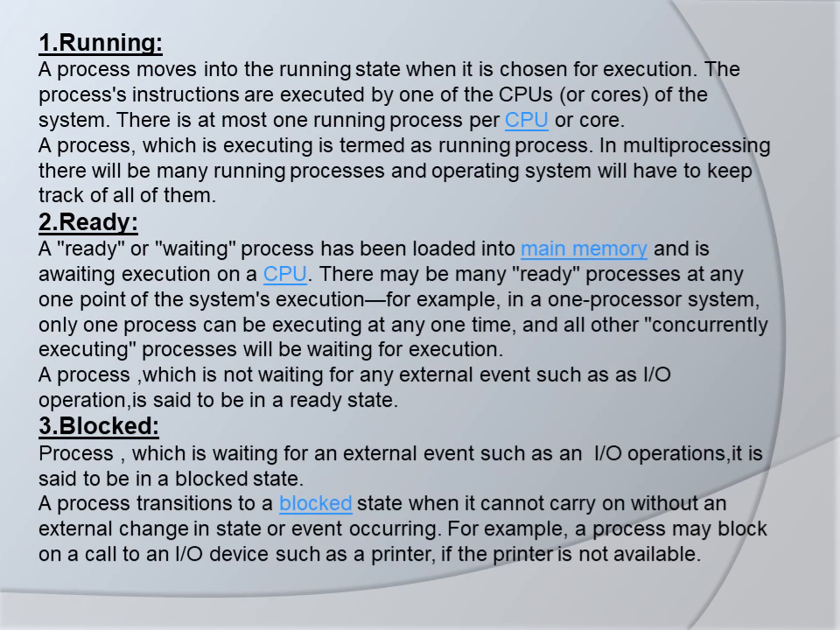A process transitions to the blocked state when it cannot carry on without an external change in state or event occurring. For example, a process may block on a call to an input-output device such as a printer if the printer is not available. If the printer is not available, then this process is blocked as the resources are not available. So this is about the states of processes.